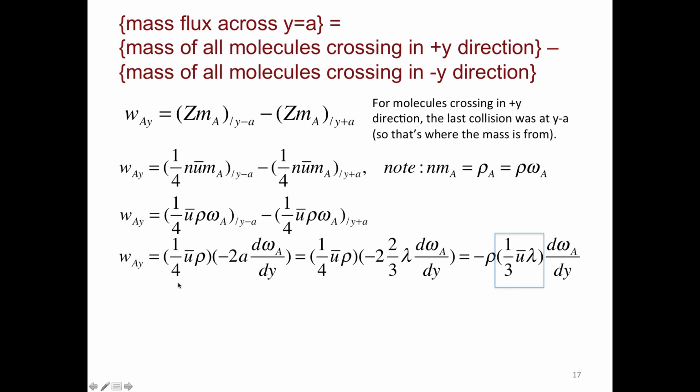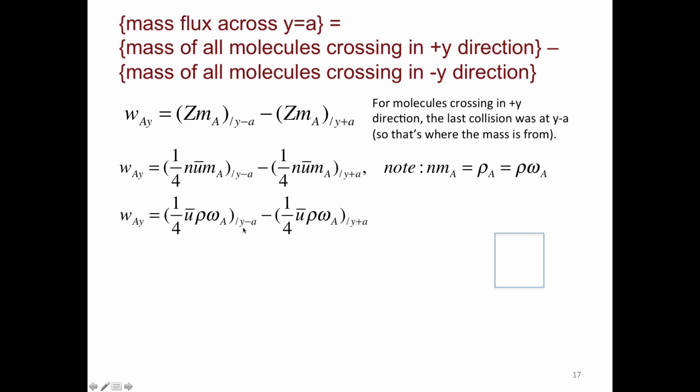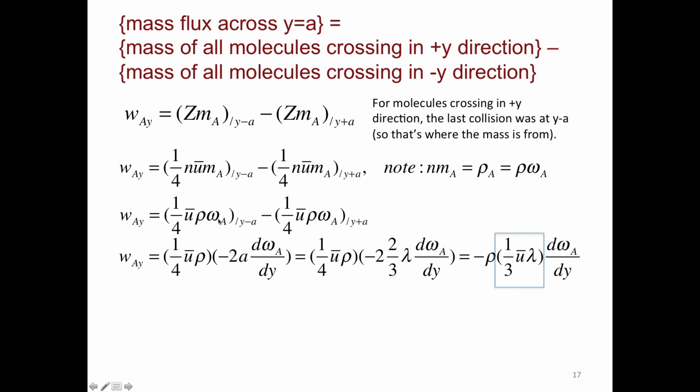And here I can now assume that omega A is this Taylor series expansion just to the first term. Just give me a moment to finish this. So when I do that, this minus this is minus 2 times a d omega A dy. And when I clean that up, I get that my flux j A y is minus rho times a coefficient that depends on this average speed times lambda, so it depends only on my type of gas, times d omega A dy.